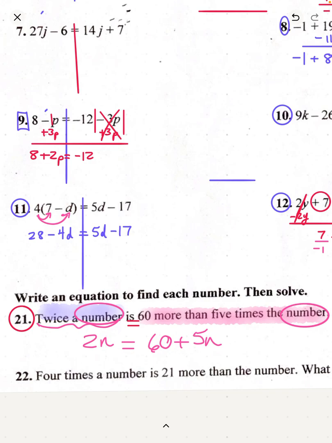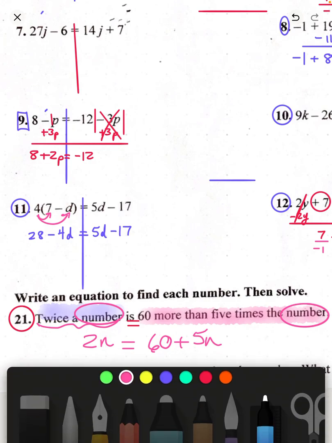So there's your setup though, and again, it all begins with your equal sign, and then you just break down each side. Whatever comes before goes on one side, whatever comes after goes on the other side.